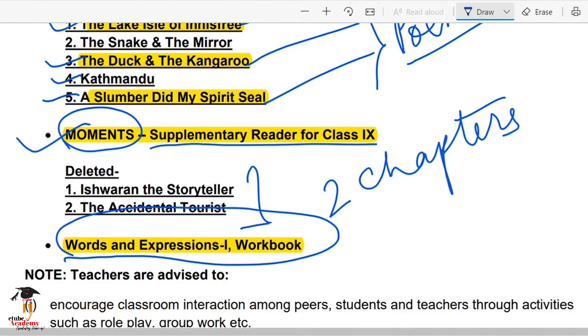Okay, so friends, these are the things which have been revised, and the chapters which have been deleted from the class 9th English Language and Literature book for the session 2020 and 21. Let me revise you these chapters again.